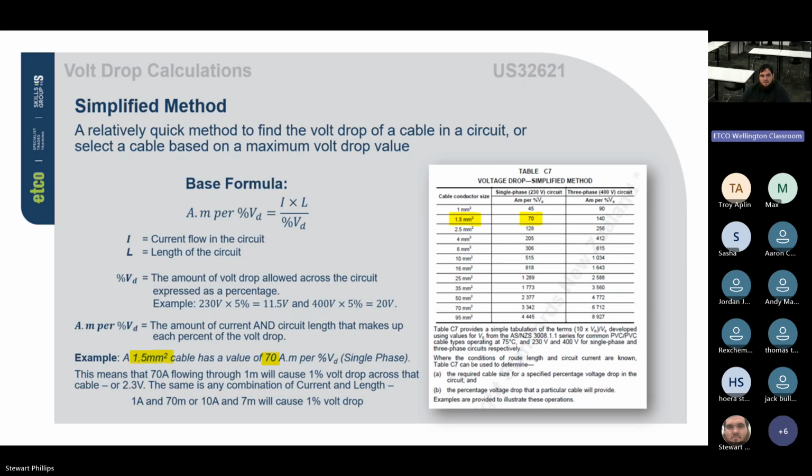So here's an example. A 0.5 mil cable has a value of 70 amp meters per percentage volt drop, single phase. This means that 70 amps flowing through 1 meter will cause 1% volt drop across that cable, or 2.3 volts. So 70 amps per meter. So 1 amp and 70 meters, or 10 amps and 7 meters, will cause 1% volt drop.